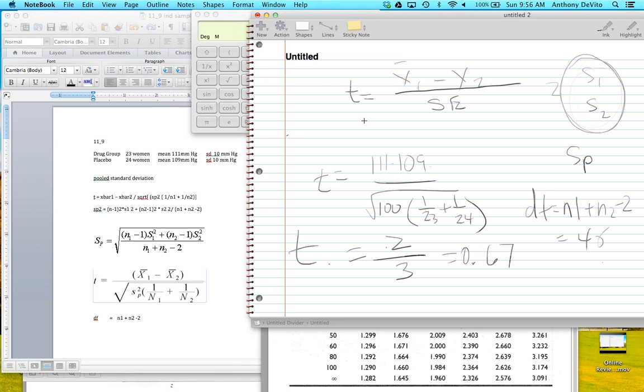Remember, my null hypothesis, since this is a two-sided test, was that mu1, the mean blood pressure of the drug group, is equal to the mean for the placebo group. Okay, and our alternative is that they're not equal. Now since I failed to reject my null hypothesis, I don't say that I accept my null hypothesis. I say that I failed to reject it. We didn't prove that they're equal. We just failed to prove that they're not equal. Okay, so that's how we would use that.